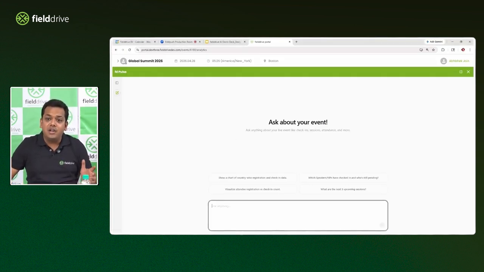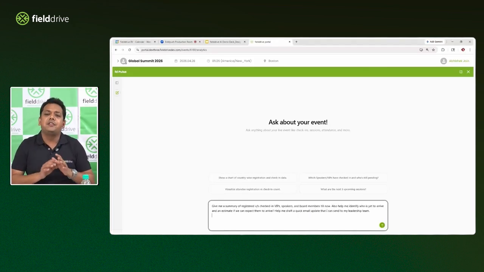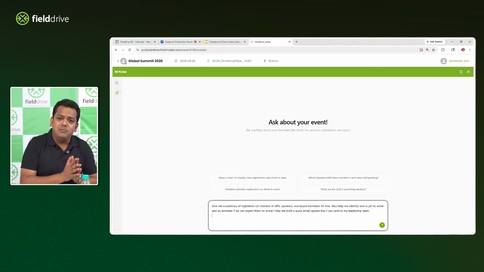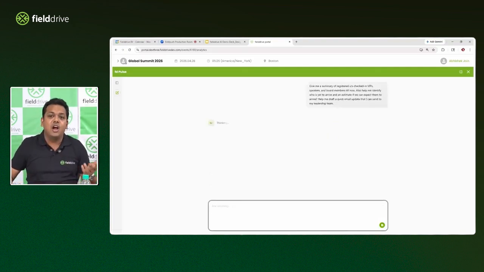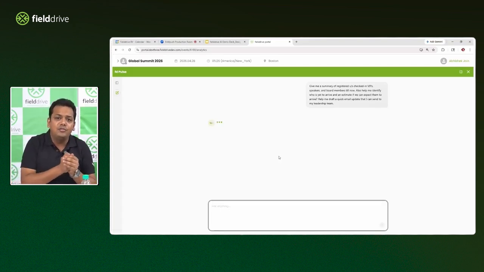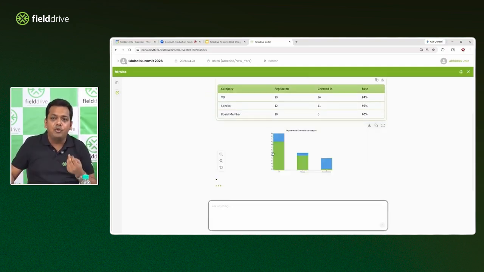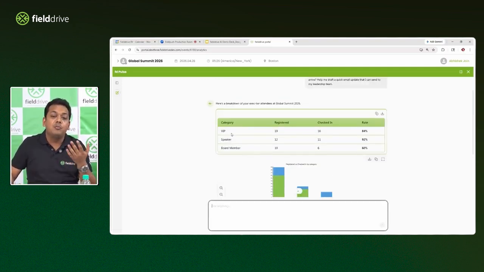Assume it's day one of the event, it's 10 a.m., and I really would like to know, between my key people, like my speakers, my VIPs, my board members, how many have checked in and how many have not. And most importantly, who specifically has not checked in, and what is the probability of them coming. It's a complex query, but because we have access to all of those real-time data sets, what you see is an instant report that gets generated, which tells you by category what your attendance rate looks like.